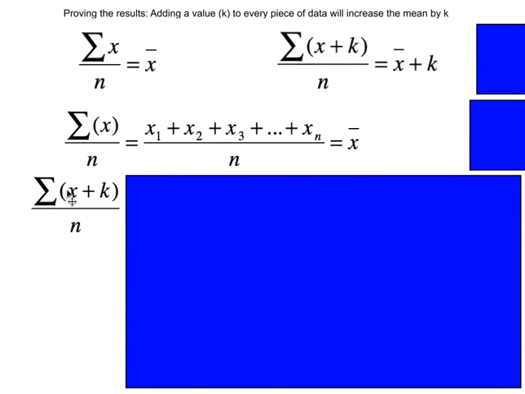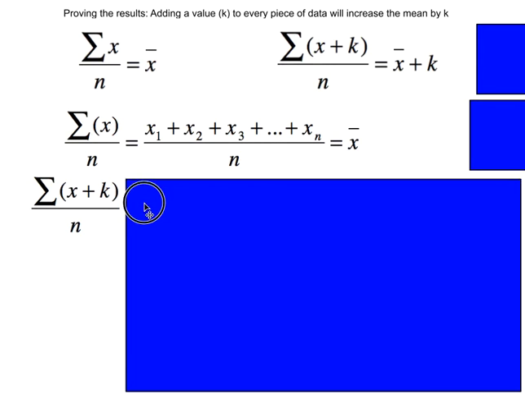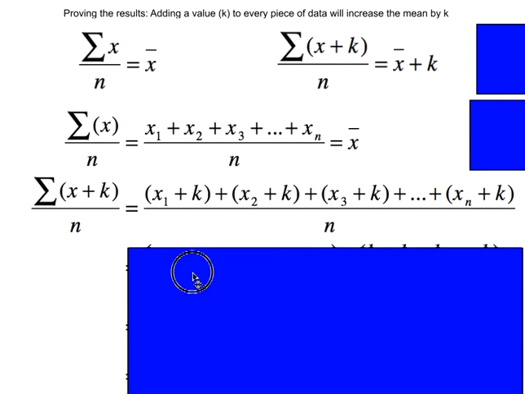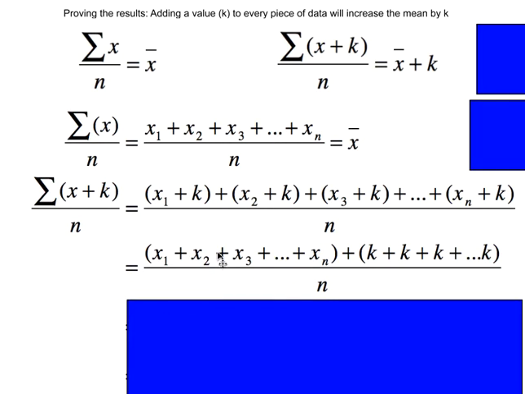Now let's imagine that I took the x values and added k to every single member of that set. So that's going to basically be that x1 has had a k added onto it, x2 has had a k added onto it, and so on and so forth. So every single piece of data has the same number being added on. Well, obviously this is addition, so I can write this in any order I want to. So I'll collect all the x values together, and I'll collect all the k values together.